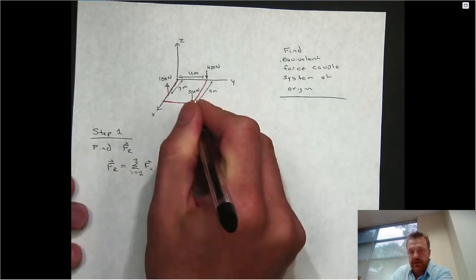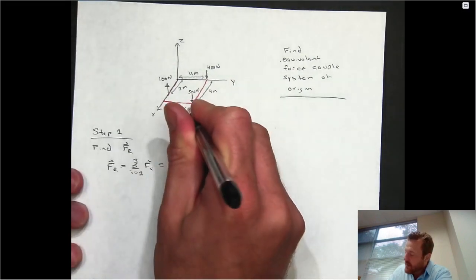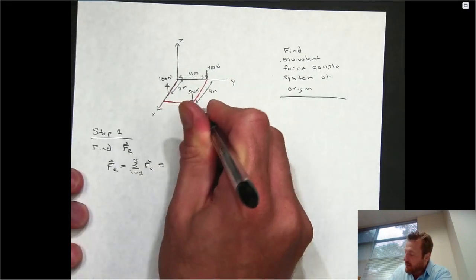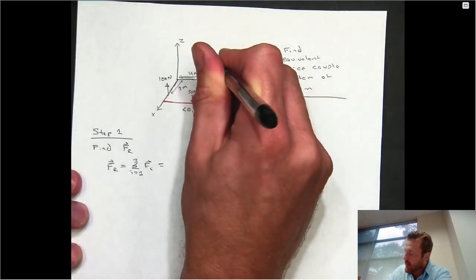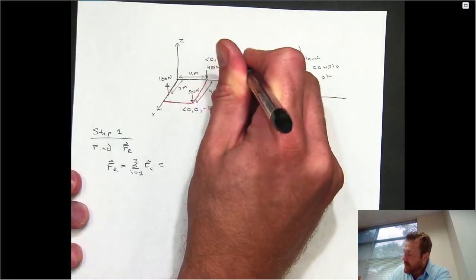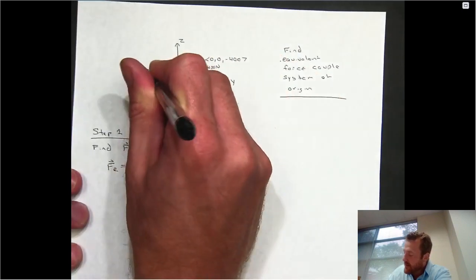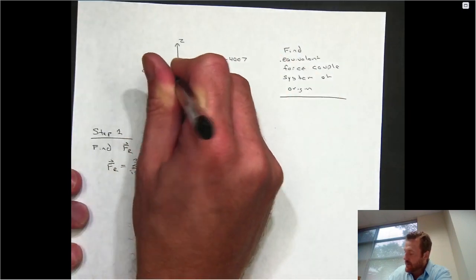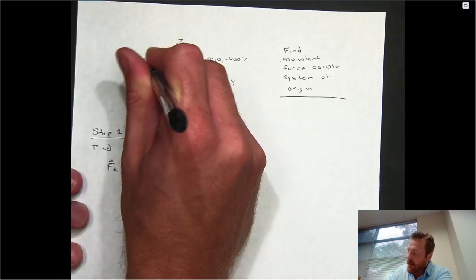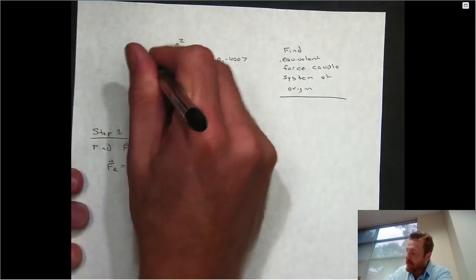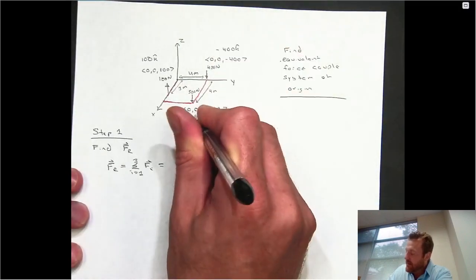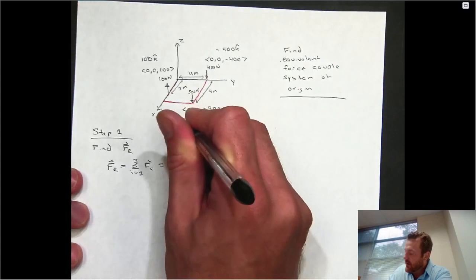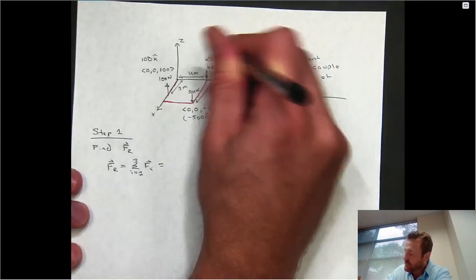And I can write little expressions for them if I want. This force is going to have no x component, no y component, minus 500 z component. This will have no x, no y, minus 400 z. And this will have no x, no y, 100 z. And you can write it in terms of the i hat, j hat, k hat basis vectors if you want. That'll just be 100 k hat. This will be minus 400 k hat. And this will be minus 500 k hat. And these are all in units of newtons.